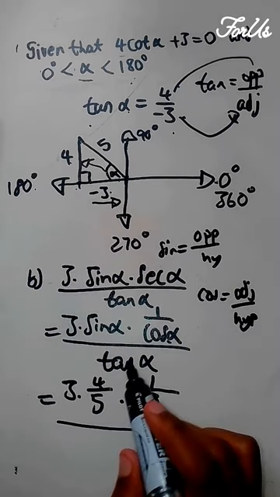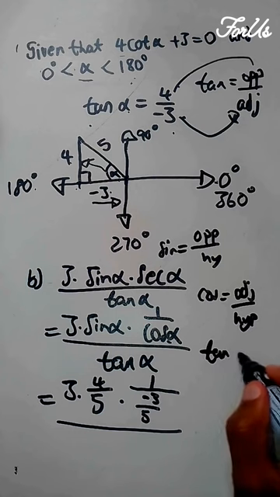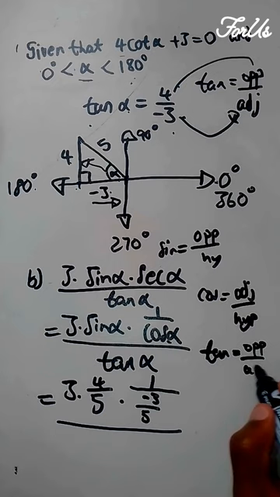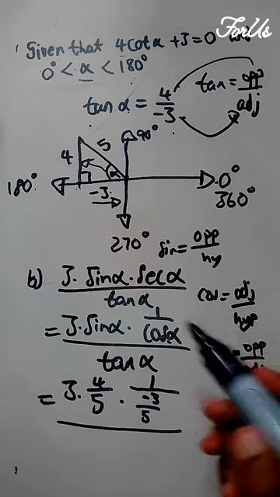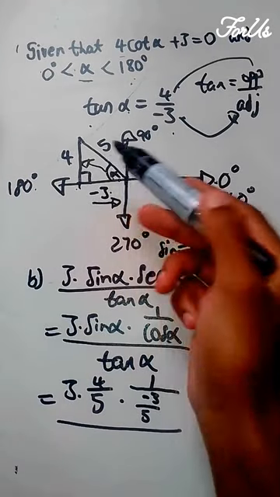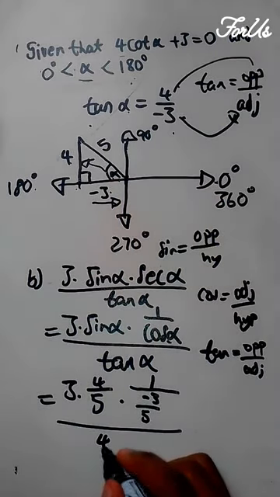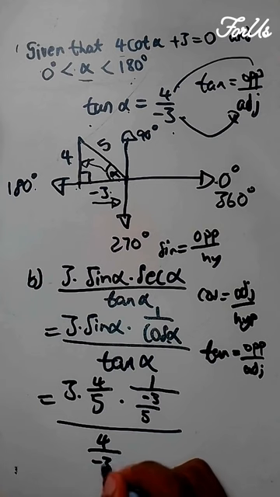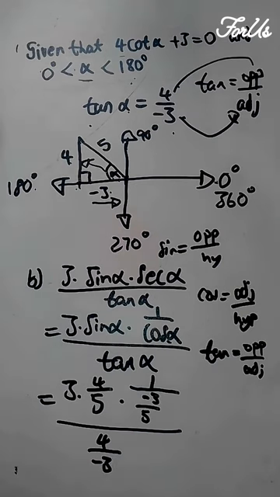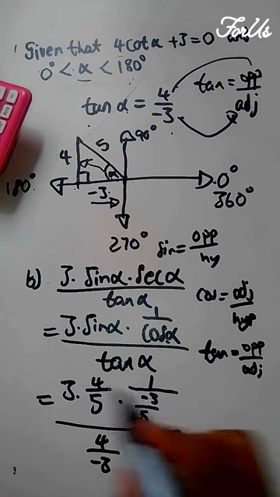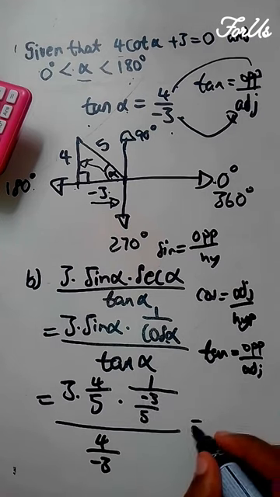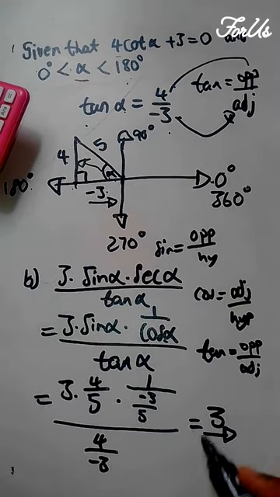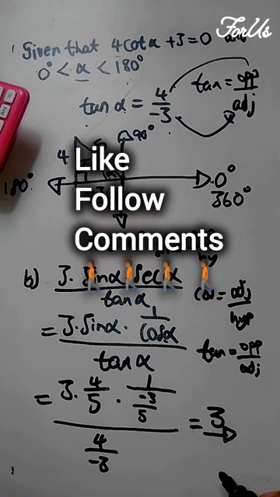Next, we come here, tan theta. Tan is opposite over adjacent, and the opposite of this tan theta is 4, divided by the adjacent, which is negative 3. When you simplify all of this, the final answer will be 3. In the next video, I'm going to finish up this question.